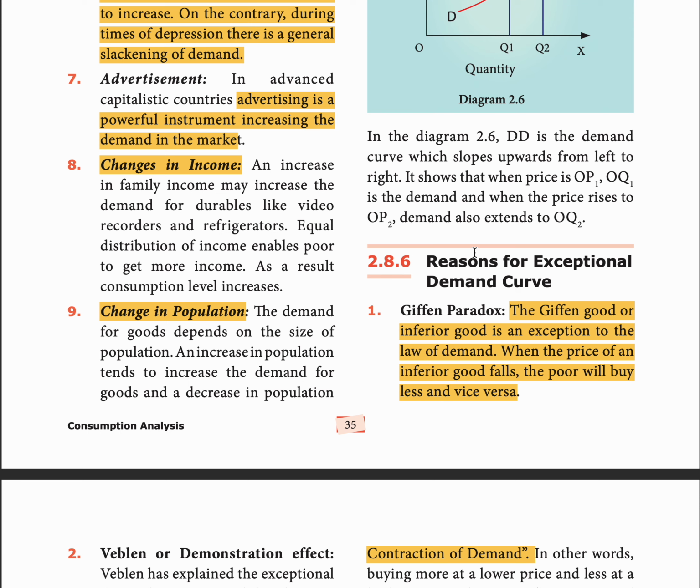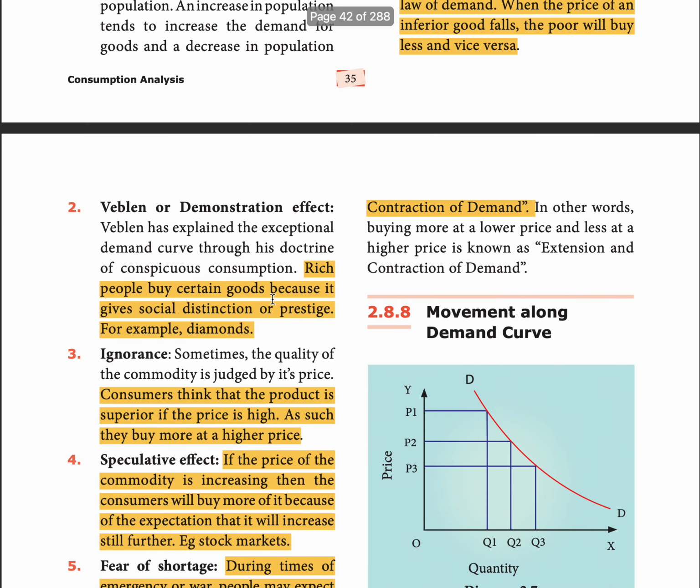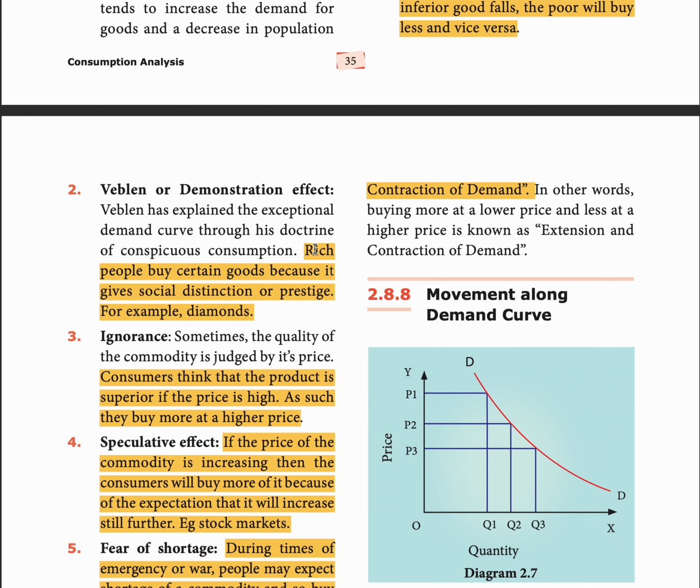So what are the reasons for the exceptional demand curve? A Giffen good or inferior good is an exception to the law of demand. When the price of an inferior good falls, the poor will buy less, and vice versa. Suppose there is one good which is of inferior quality. If the price of that commodity decreases, it is not necessary that demand will increase. The demand will also decrease because the quality is inferior. Another thing is Veblen or demonstration effect.